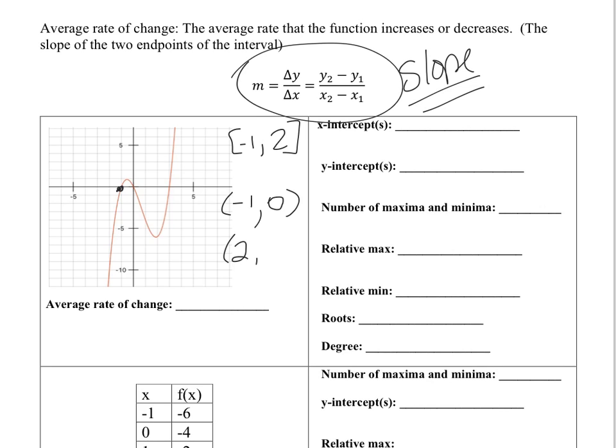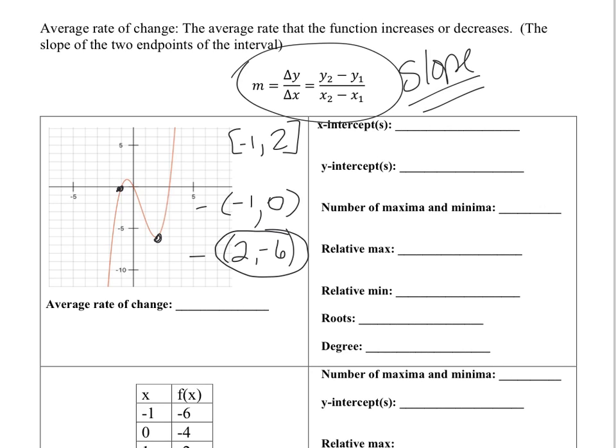Okay, and then 2 is here, so that would be -6. So now we just plug it into the slope formula. Now you remember from last year, when you do the slope formula, it doesn't matter what point you start with as long as it's the first one for each. Okay, so I can start with this point right here.